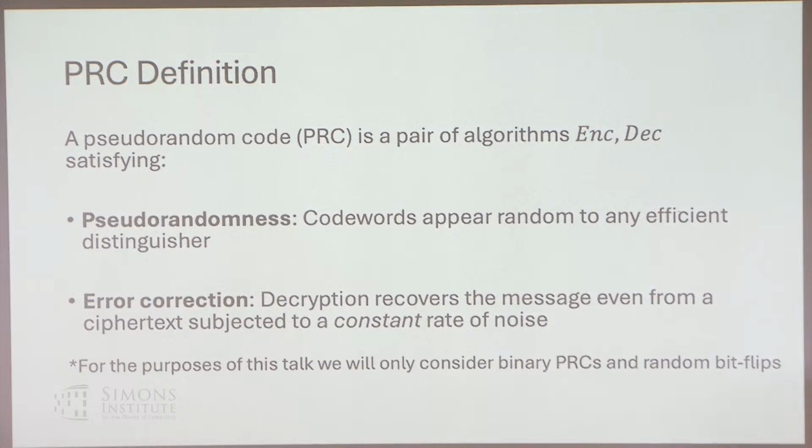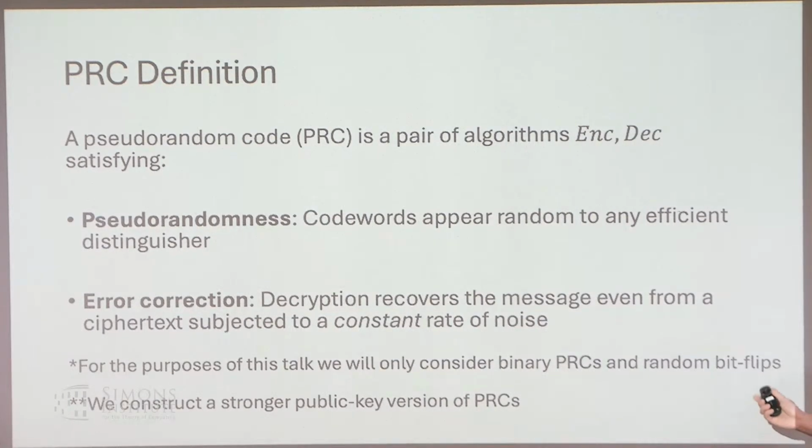And for the purposes of this talk, I'll consider only binary PRCs. So the ciphertexts are binary, and I'll consider only random bit flips, but in the actual paper, we do consider other error models. And I'll also mention that we construct a stronger notion of public key pseudorandom codes in the paper. So here you can encrypt with a public key, like public key encryption. But for this talk, I'll focus on the secret key setting, where you use the same secret key to encrypt and decrypt.